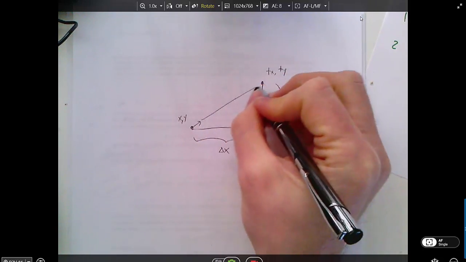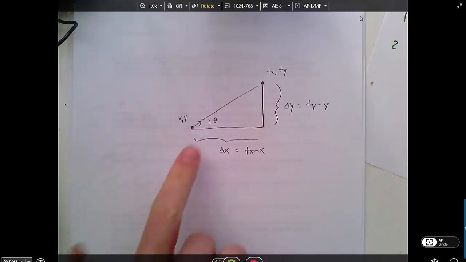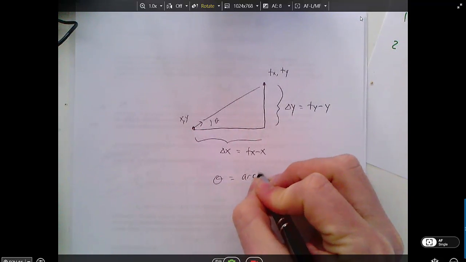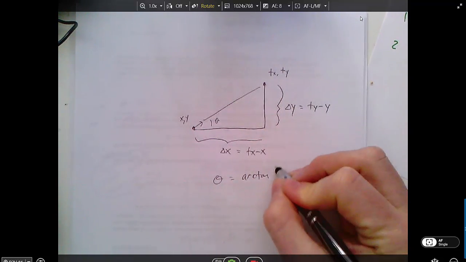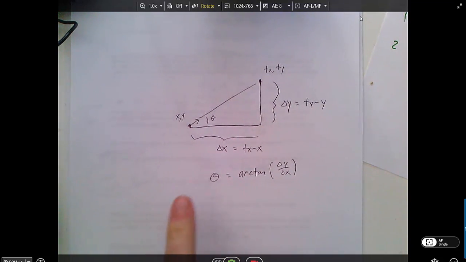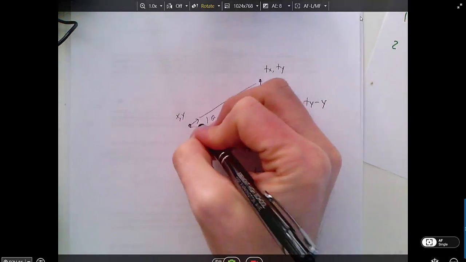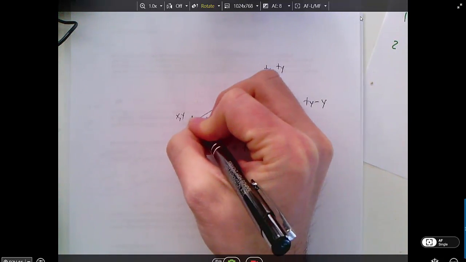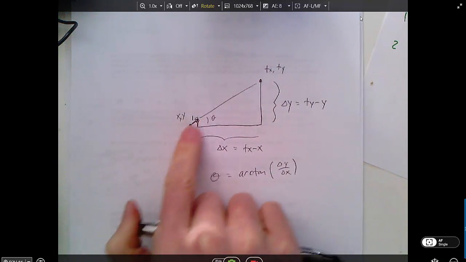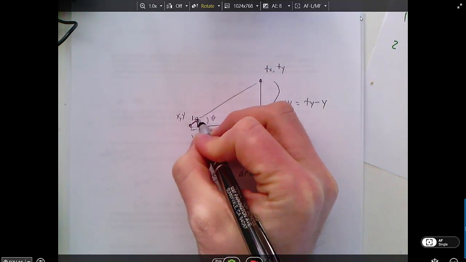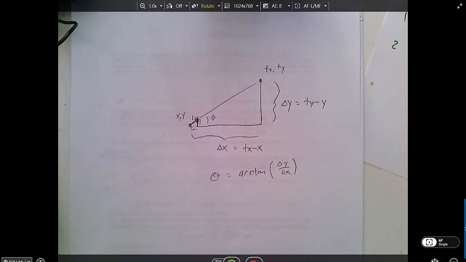Basic trigonometry tells us that the tangent of this angle is delta Y over delta X. So I can find theta as the arctan, the inverse tangent, of delta Y over delta X. Once I've got my theta, I can figure out a unit vector pointing in this direction. A unit vector is just a length 1 vector. I can figure out what's this and what's that by using sine and cosine.